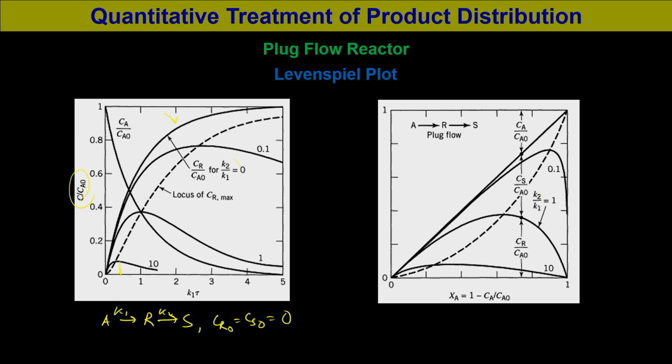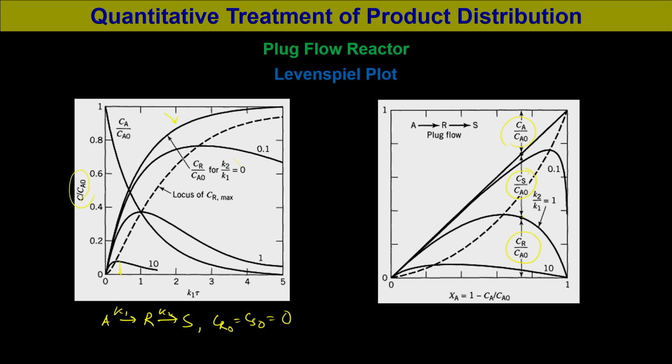You can see for K2 by K1 is equal to 1, this is the 45-degree diagonal, and from here this is the product distribution, this is Cr by Ca naught, and from the diagonal to this distance is Cs by Ca naught and Ca by Ca naught. So, this is how at a particular conversion we can get the product distribution for a plug flow reactor where the reaction is happening in series.